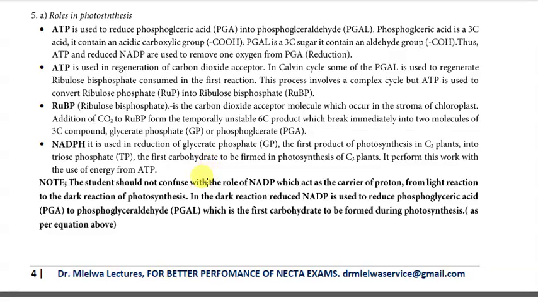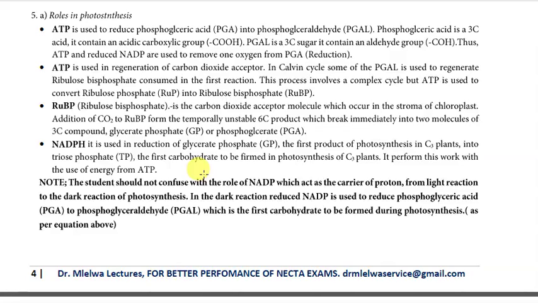So the roles in photosynthesis, first we can start with ATP. ATP, it has 2 roles in photosynthesis. Now, more especially these roles, they have been explained well by the biological science book.